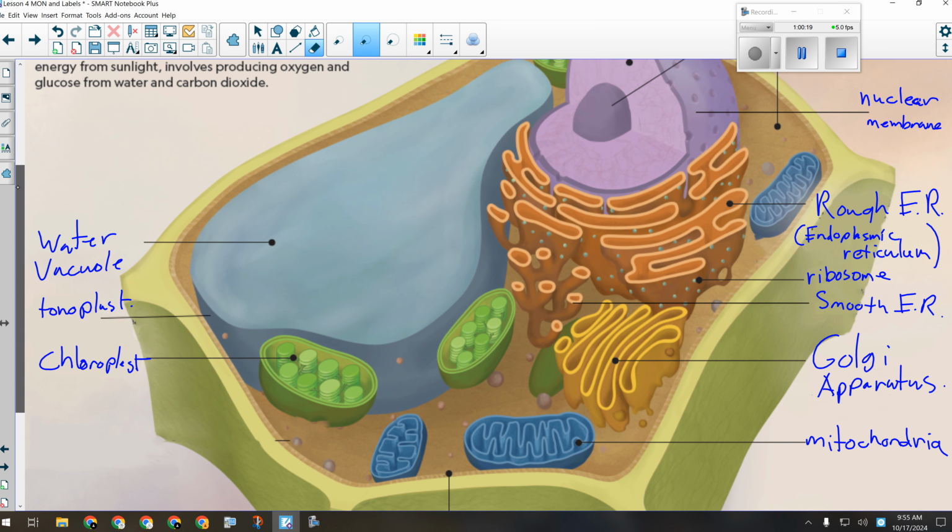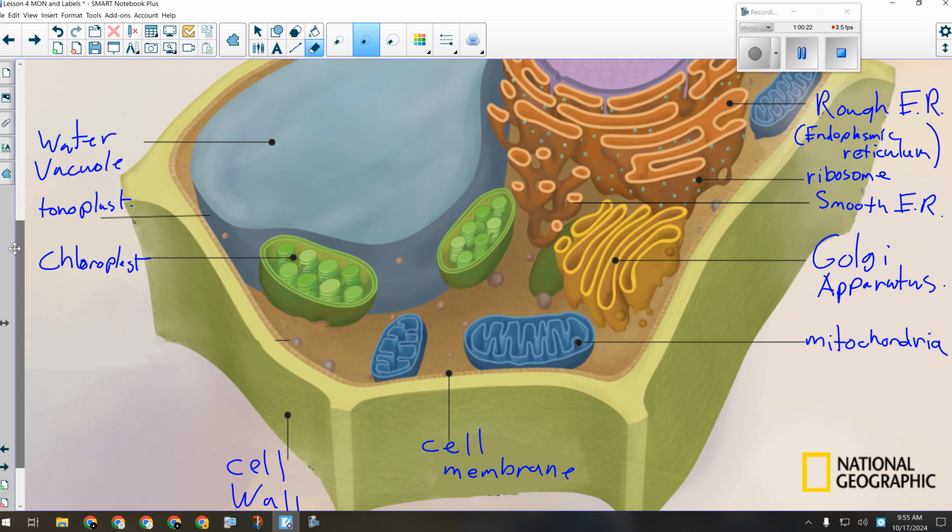On the test, would we have to put water vacuole or could we just put vacuole? You would have to specify water vacuole. Okay, good question. Sorry, you got interrupted there. Okay, so that's the plant cell.